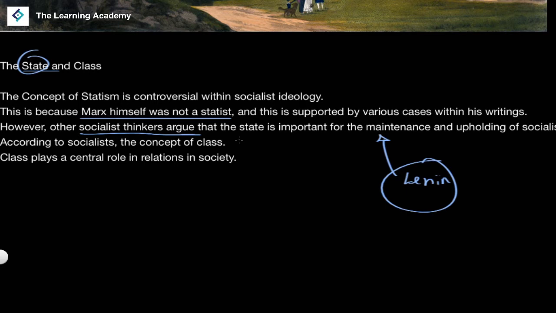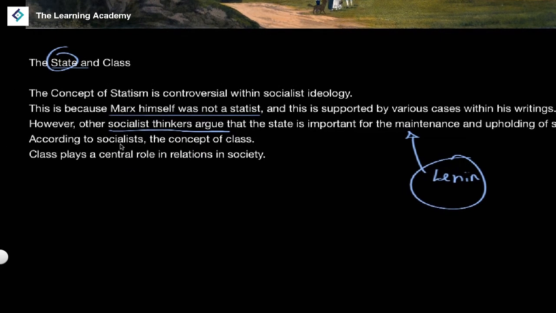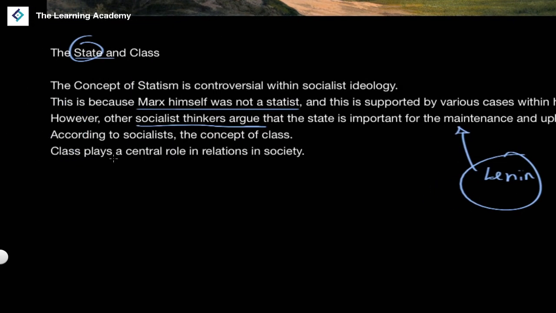Now, obviously, we're going to go into Marxist-Leninism in a little bit more detail later on, and his ideas are a little bit more nuanced than that, but generally speaking, Lenin would be more of a statist than Marx, for example. Okay. Finally, the concept of class plays a central role in the relations within society.